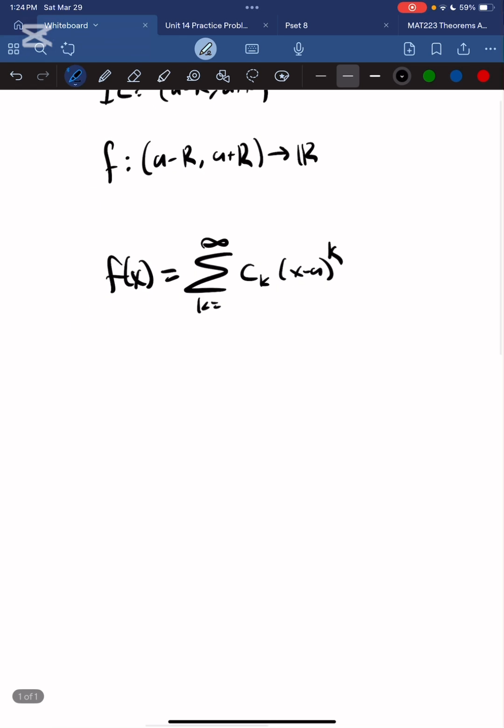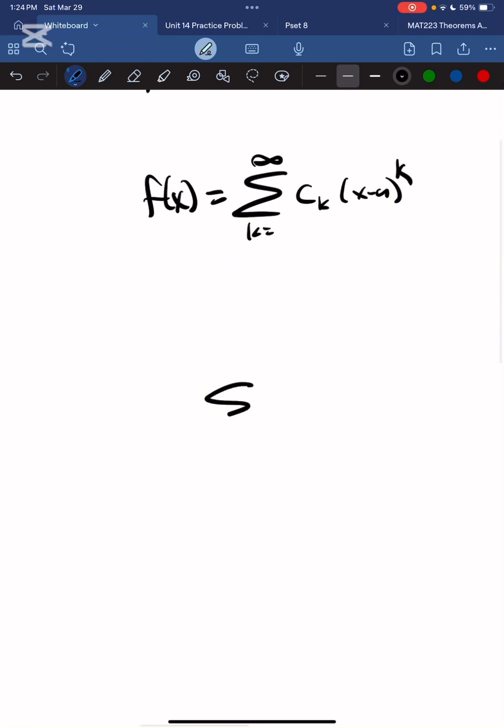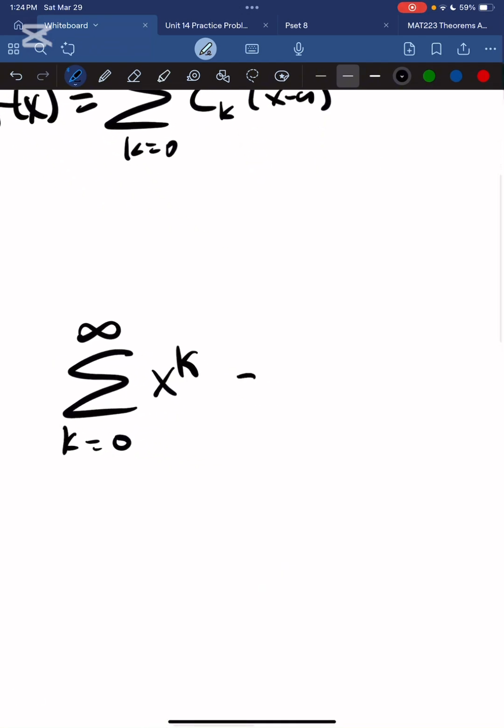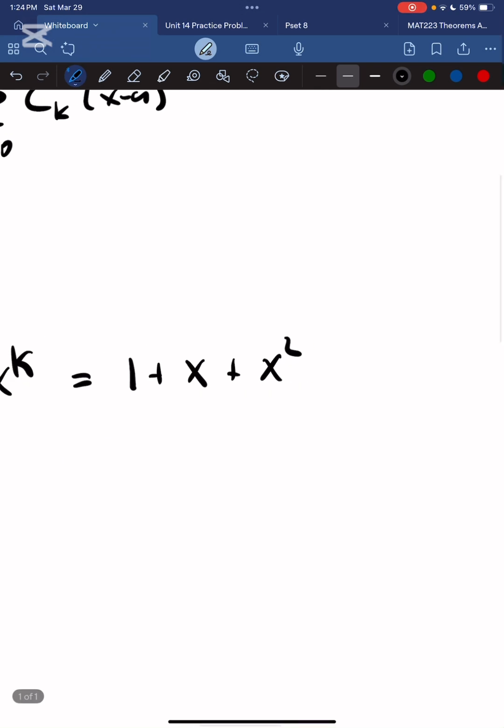Now we know we can write this infinite sum. Okay, let's just take this sum. We can write this as 1 plus x squared plus x cubed plus blah blah blah.